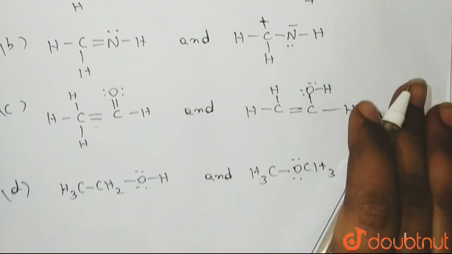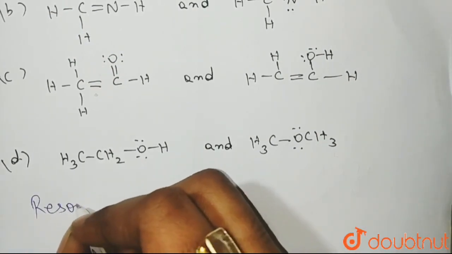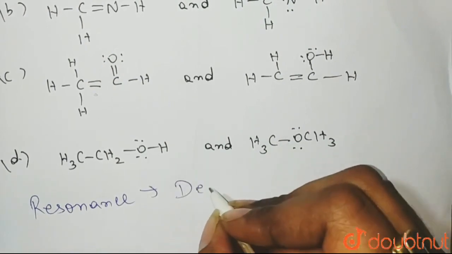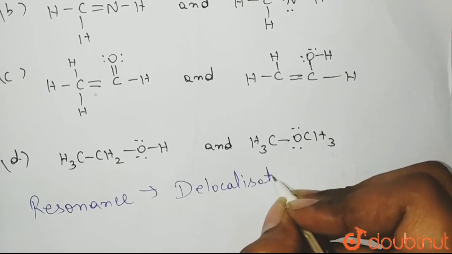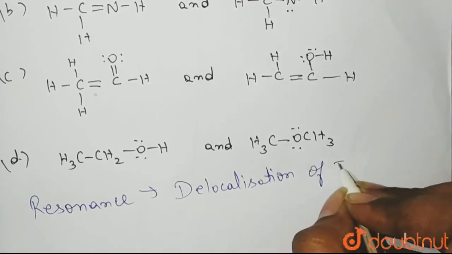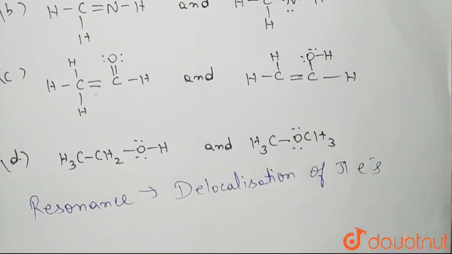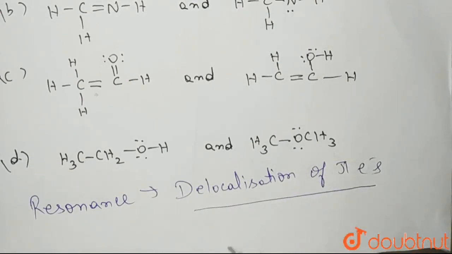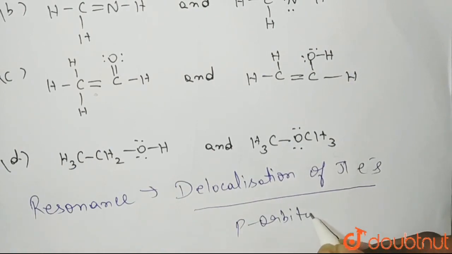First of all, we should be clear what is resonance. Resonance is nothing but the delocalization of pi electrons in adjacent, or you can say in parallel, p orbitals. So that is your resonance.